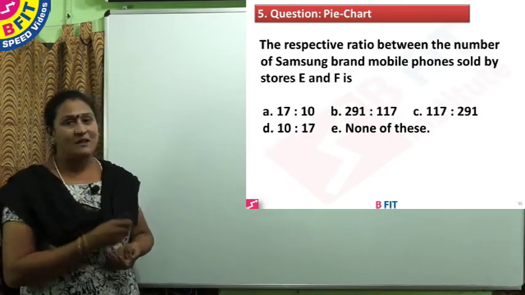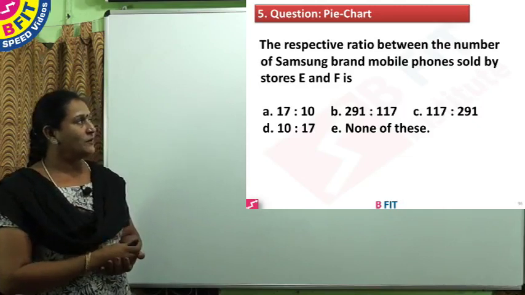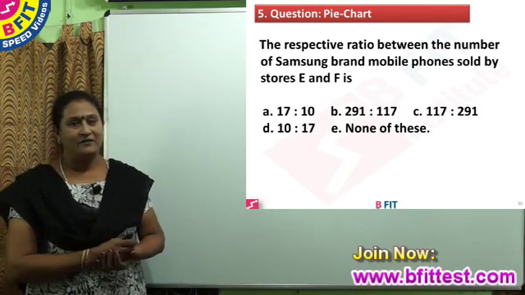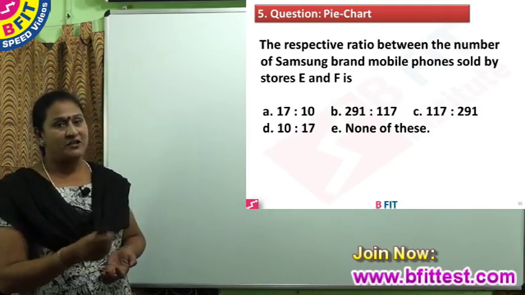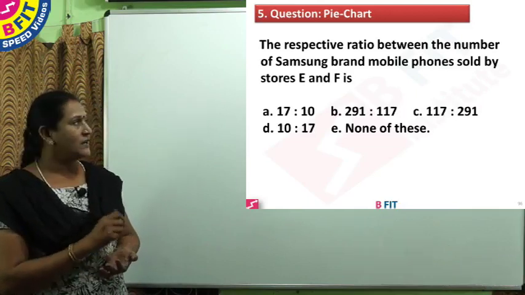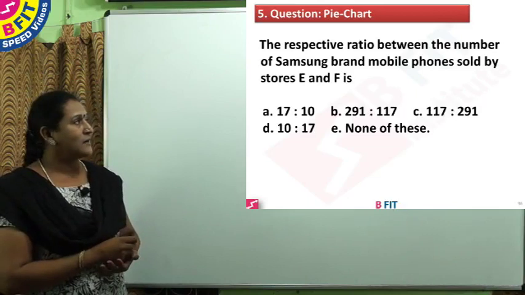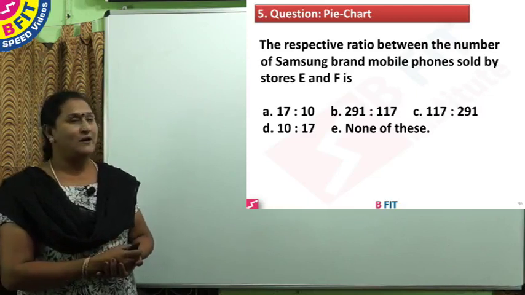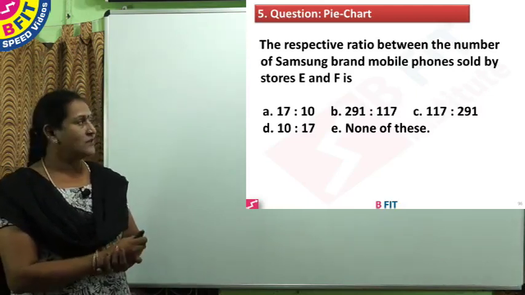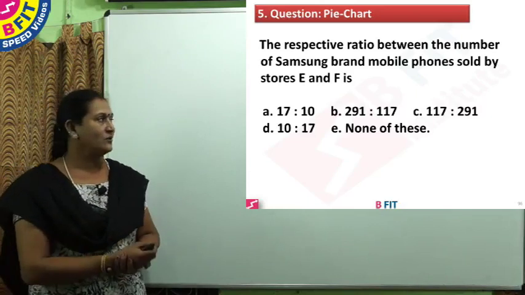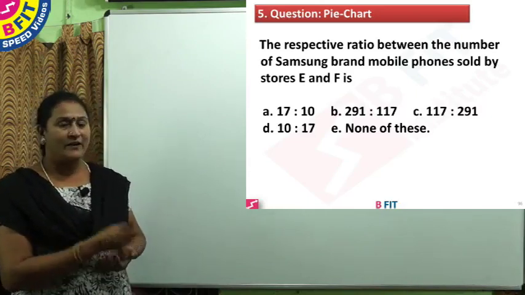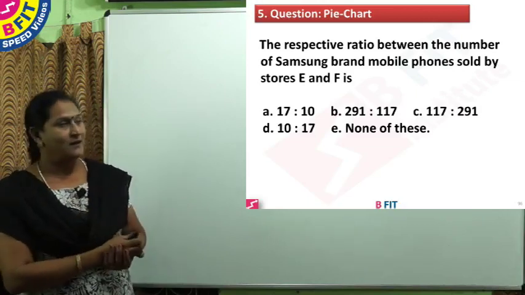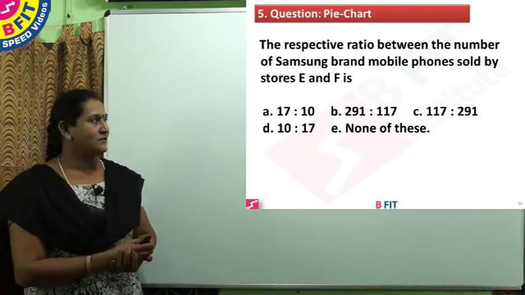Question number 5. So the question is, the respective ratio between the number of Samsung brand mobile phones sold by stores E and F. So here what is the question asked? It is just ratio. Ratio between the stores E and F, the number of Samsung brand phones. Now how we will work it out? So we will find the number of phones sold by store E, the Samsung brand phones, and for F, and then simplify and get the ratio. I have told you that instead of finding the values and simplifying, you can just place all the values in the question format, then simplify and finally find the answer.